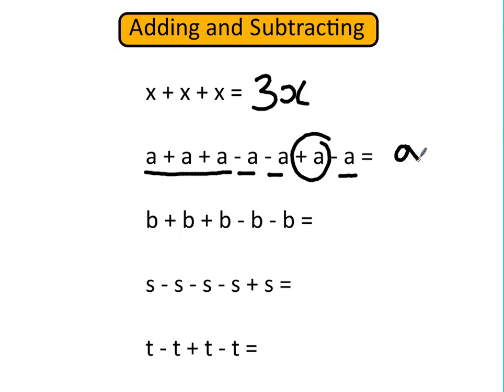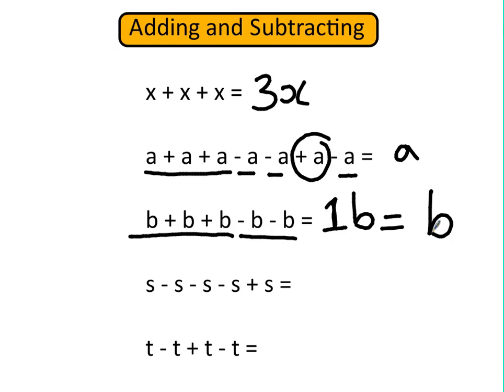Let's have a look at this one. The next one, b plus b plus b, so that's 3 b's in a row, but we're going to take off 2 of them to leave us with just 1b. But just like in the previous question, that isn't the correct way to leave your answer. You want to leave that just as b.